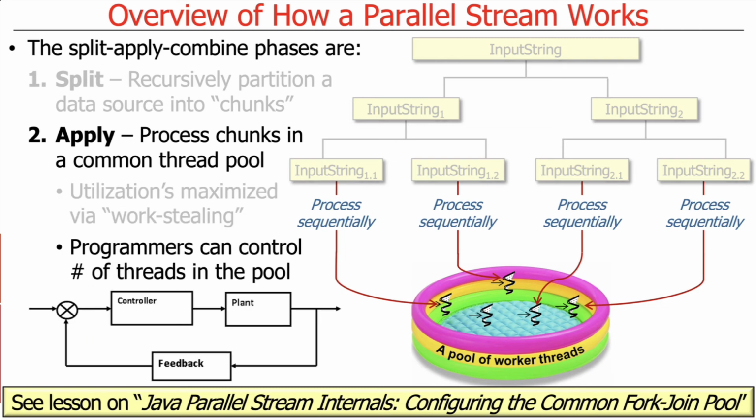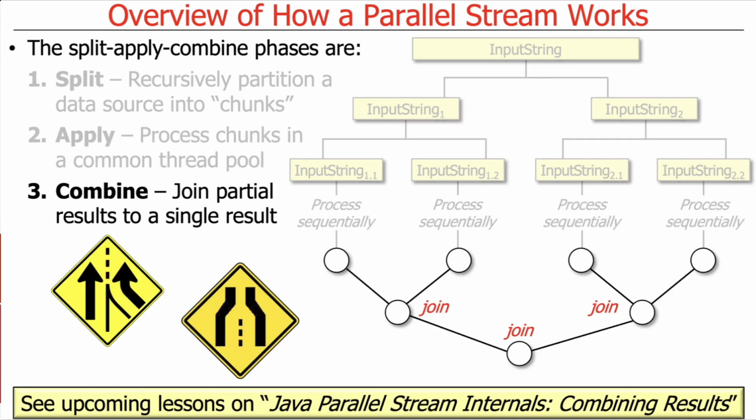You, the application developer, can control the number of threads that are in the common fork join pool. This is a little known fact. We'll talk about it later when we get to the parallel streams internals lesson, but you can actually control the size of the pool. This is a source of a lot of confusion. People don't think you can do this, but you can quite easily do it. And you use something called the managed blocker in order to do that.